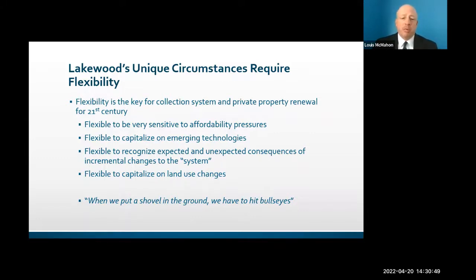If we put a shovel in the ground, we have to hit bullseyes because we don't have extra money, extra time, or extra land to do extra projects. Next, please.